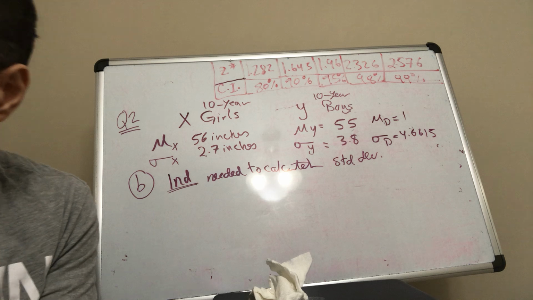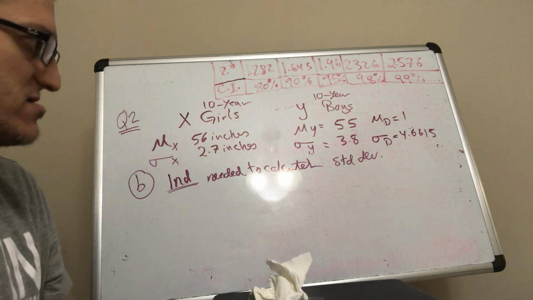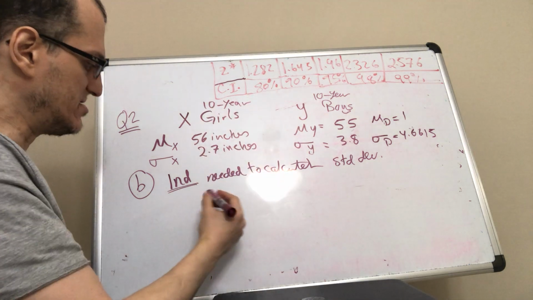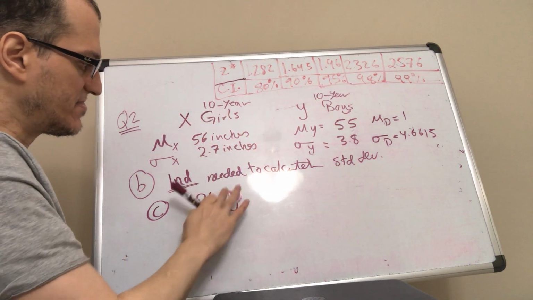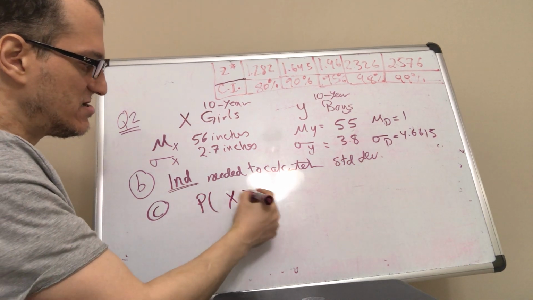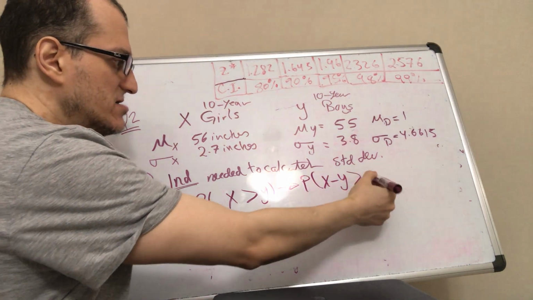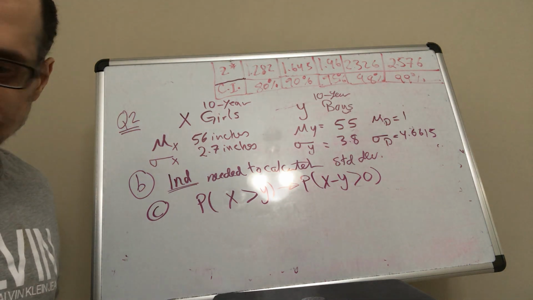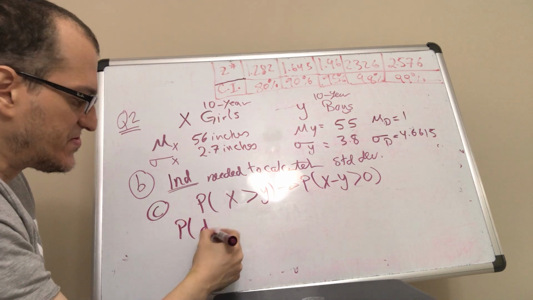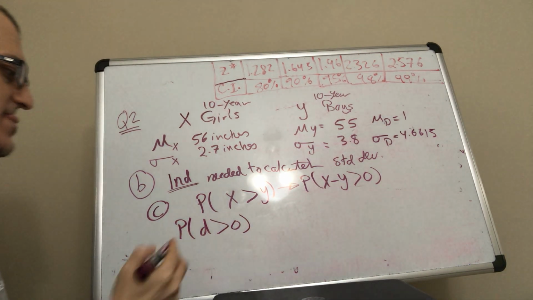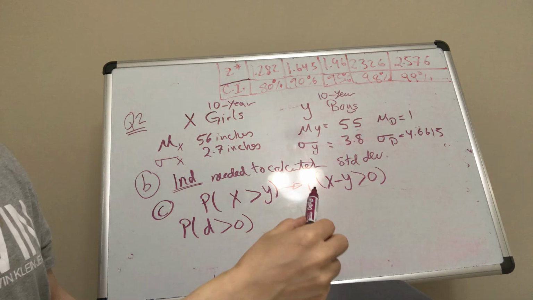Now, question C. Calculate the probability that Anna is taller than Fred. So we need the probability that X, because Anna is X, is taller than Y. Meaning that X minus Y is more than 0. Instead of X and Y, we can say the difference between them is more than 0. So the question is based on the difference being more than 0.